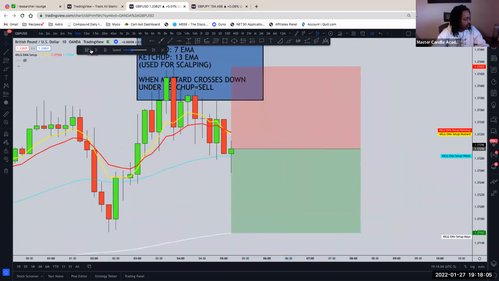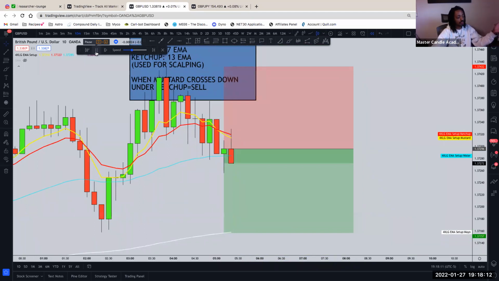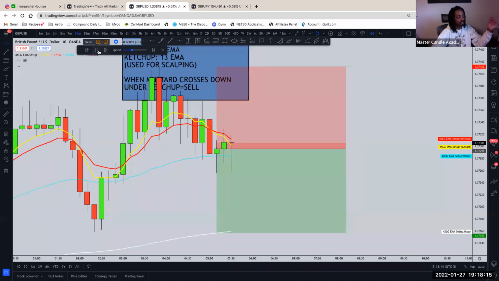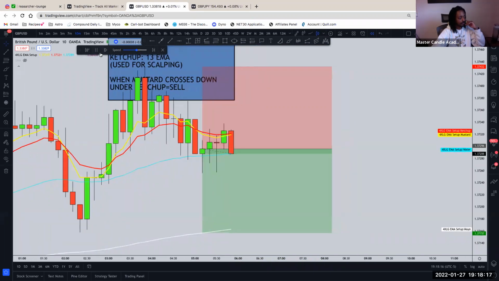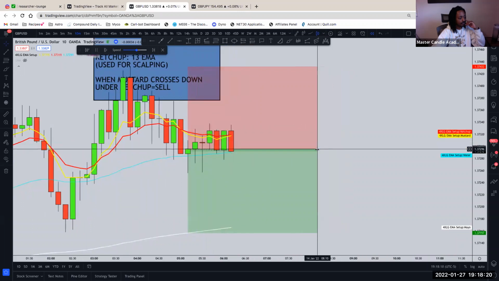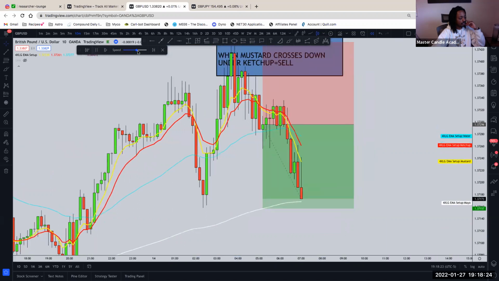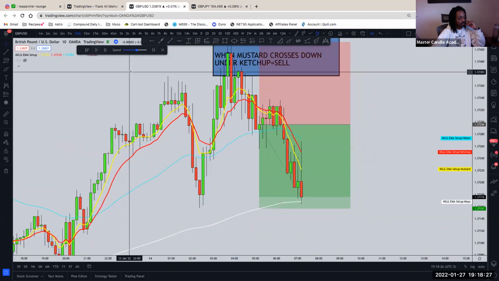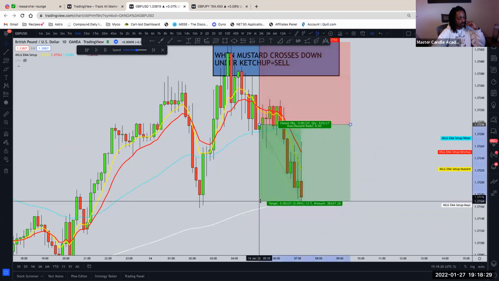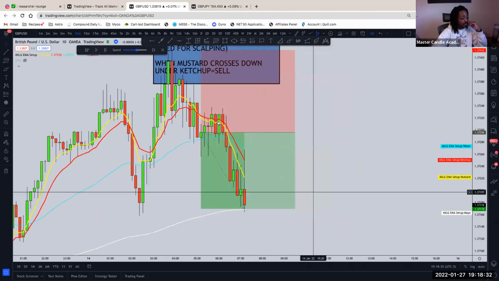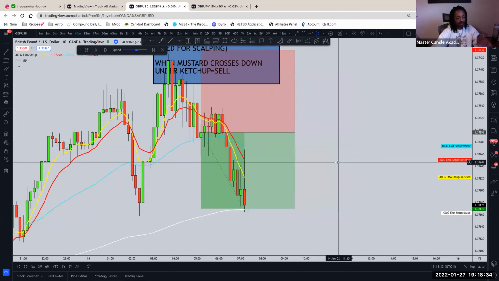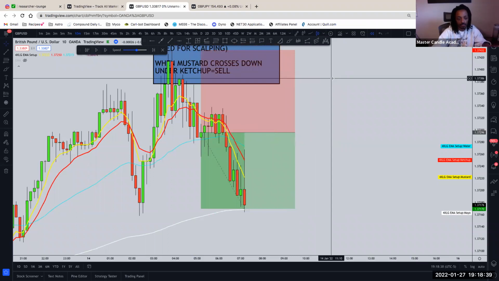This is what we're going to do. We're looking to sell. So as soon as price crosses, we should see price start to move to the downside. And there we go. If that was my take profit, we entered the trade and price went straight to take profit. All based on ketchup and mustard.